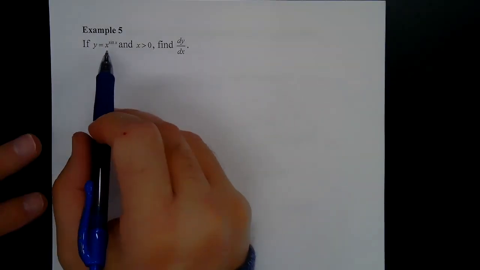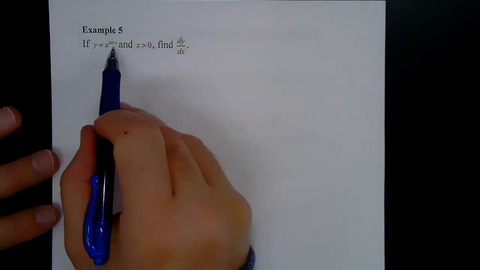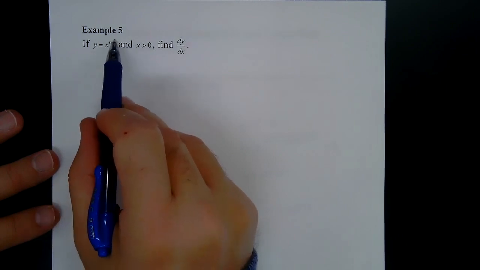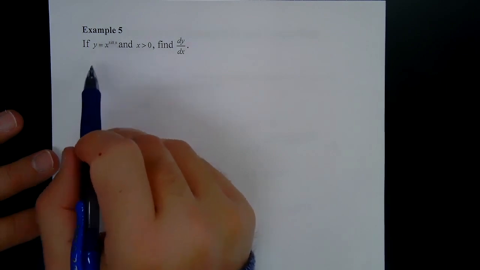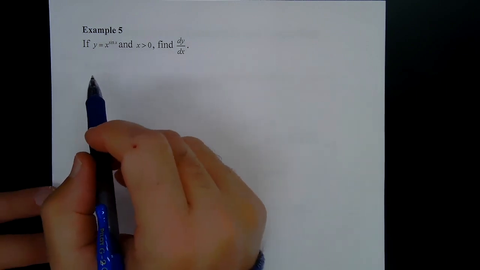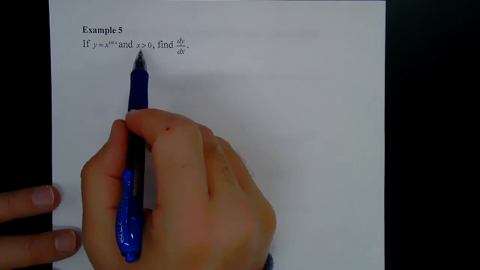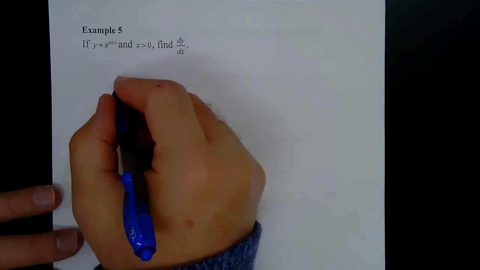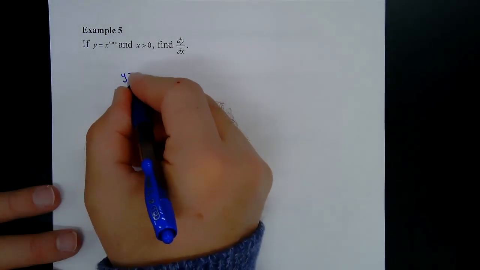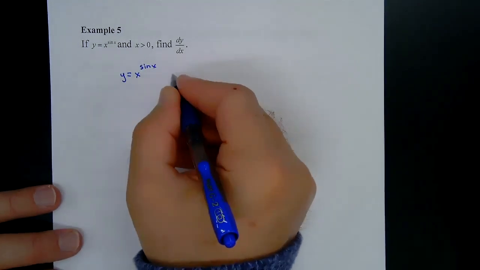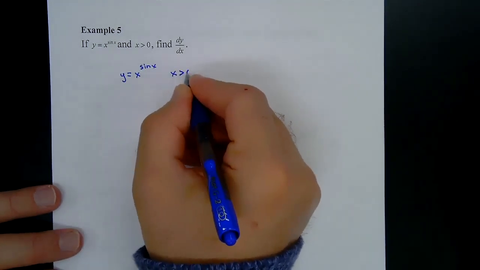So this is very similar to the other one. This is not an exponential because we have a variable in the base, but it's also not power rule because we have a variable in the exponent. So what we have to apply here is logarithmic differentiation, okay? And again, this x has to be greater than 0 for this to work. So once again, we have y is equal to x raised to the sine of x, and we also know that x is greater than 0.